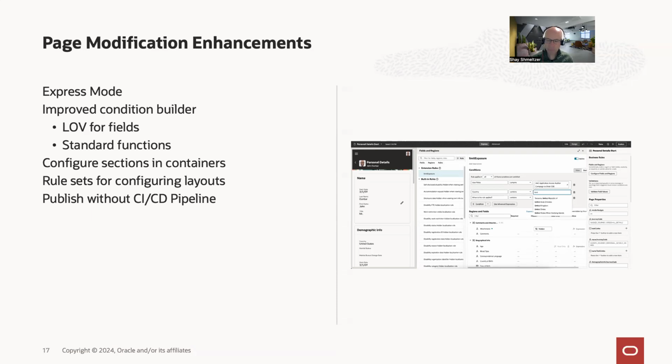We do a lot of enhancement over time on this express mode. In the latest version, we added, for example, list of values fields, a bunch of standard functions, again, declarative if, stuff like that, things that are also then appearing in the regular Visual Builder Studio, by the way. We made it easier to configure sections inside containers that are customizable, rule sets for configuring layouts, and publishing without actually running the full CI/CD. So that's an option that you can turn on in the extensions that you're creating.